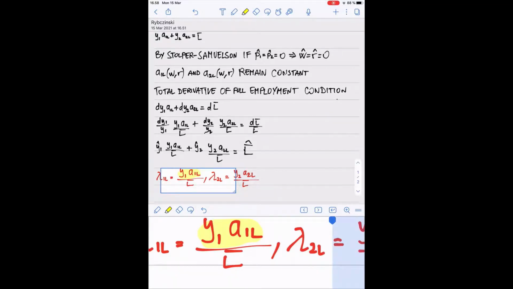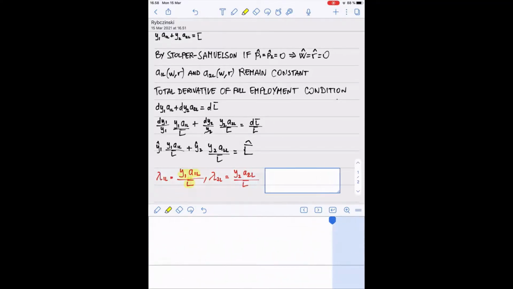If you divide that by L bar, what you get is the share of workers that are employed in industry 1. You can do the same thing for industry 2, and you can do the same thing for the capital shares employed in the two industries. Now, it follows that lambda 1L plus lambda 2L is actually equal to 1.